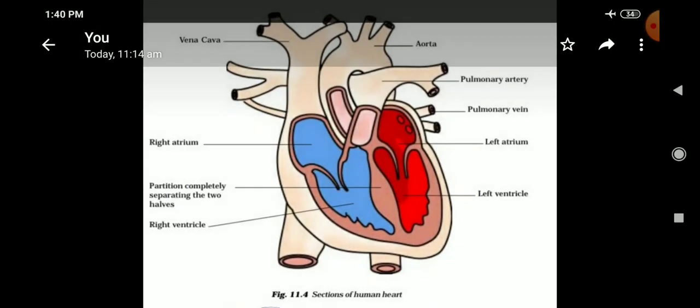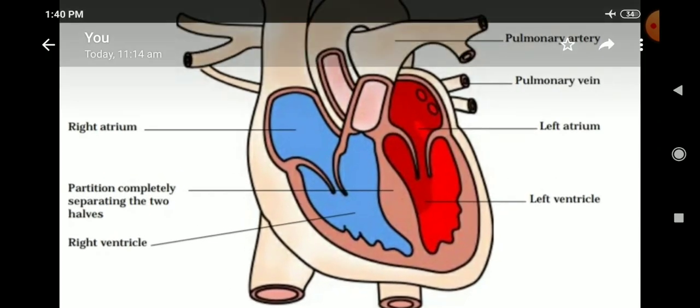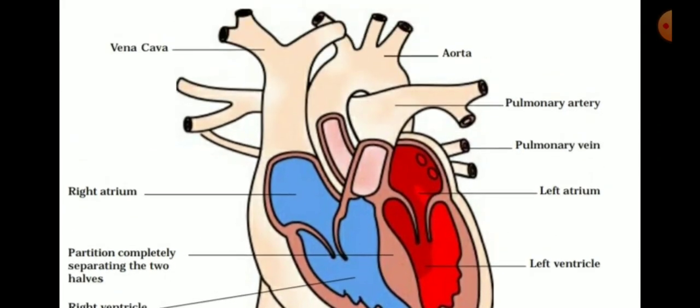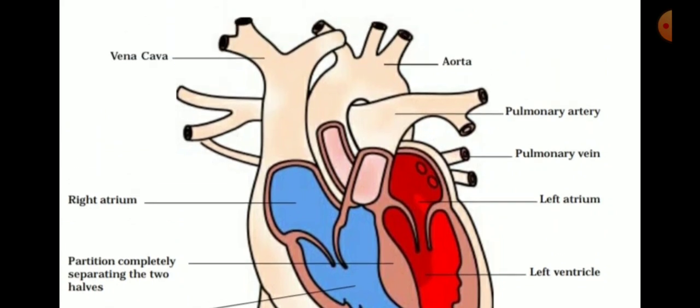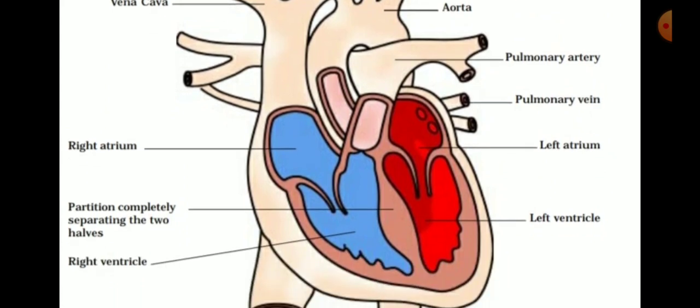See the picture in your book, page number 124. See the picture, students. This is the structure of the human heart. Listen, this one is the aorta, pulmonary artery, pulmonary vein, right atrium, left atrium. Already we learned right atrium and left atrium, the upper part. Then the lower part, the right ventricle and left ventricle.